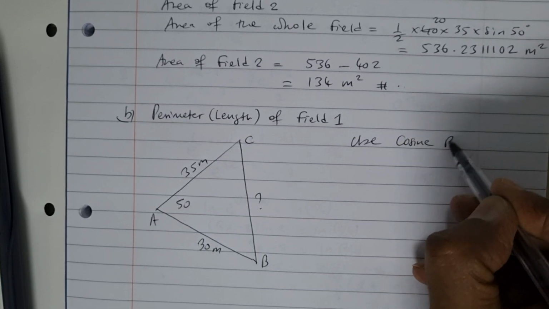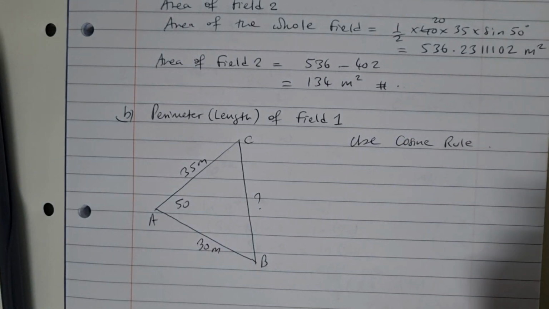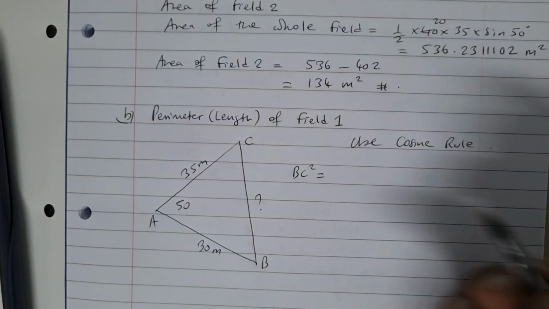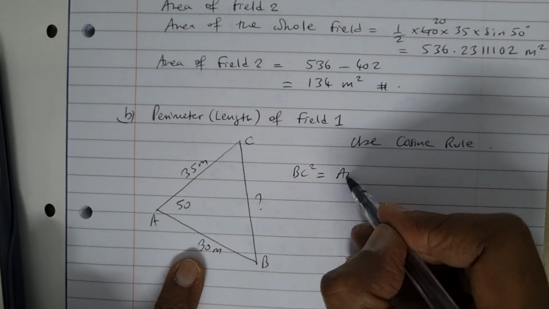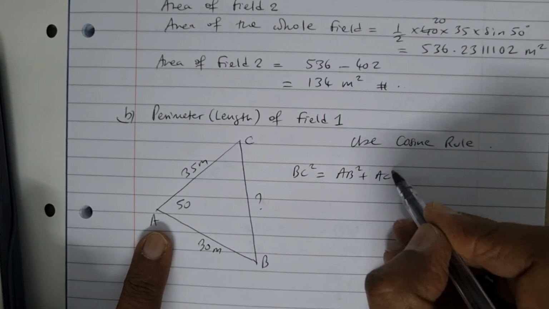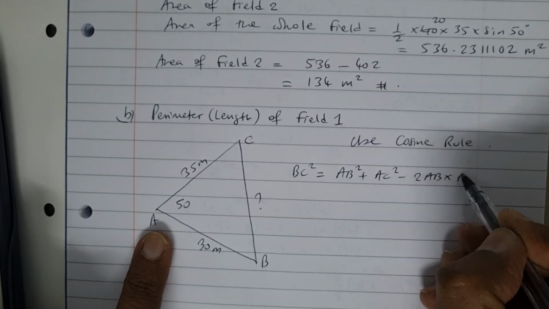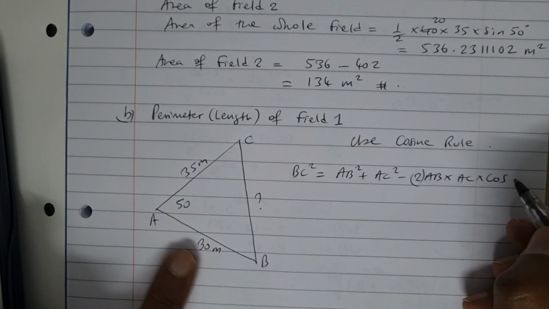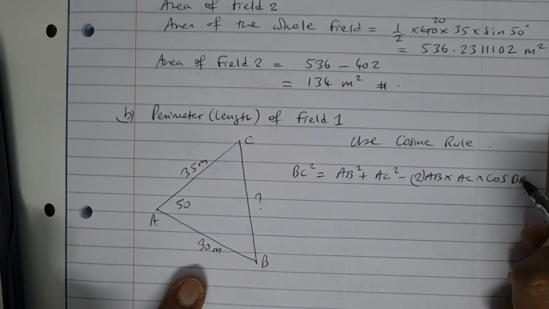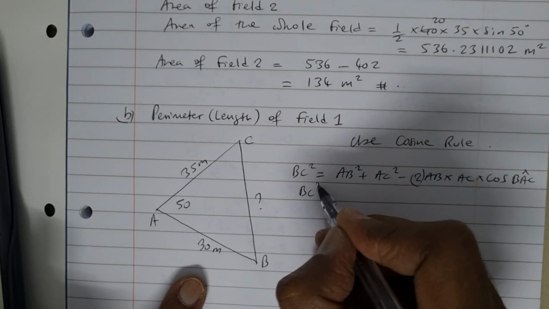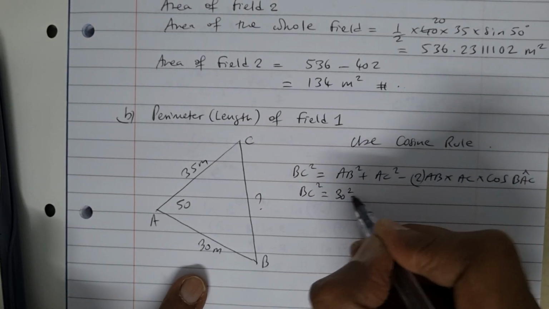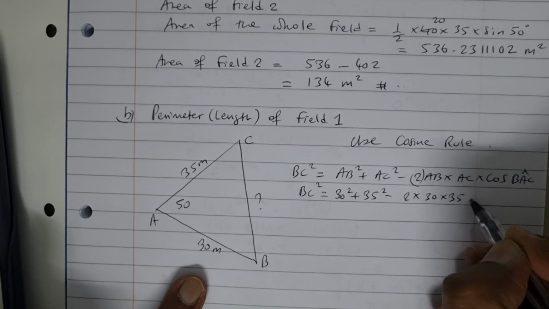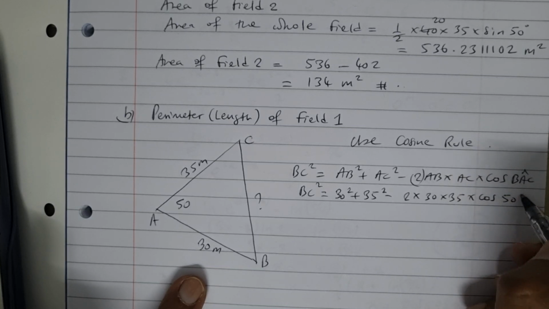Like I said, we can use the cosine rule. I'm going to state the cosine rule: BC squared is equal to AB squared plus AC squared minus 2 times AB times AC times the cos of the angle between the two sides, cos BAC. So BC squared is equal to 30 squared plus 35 squared minus 2 times 30 times 35 times the cos of 50 degrees.